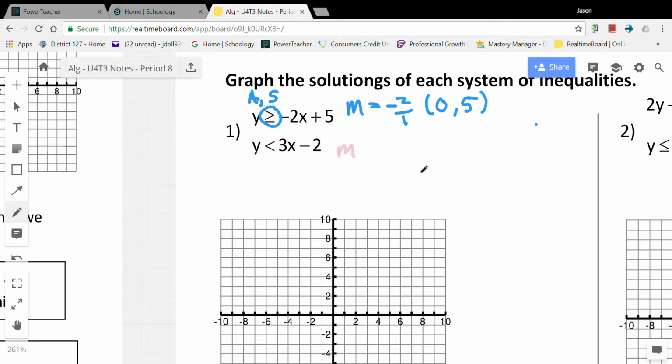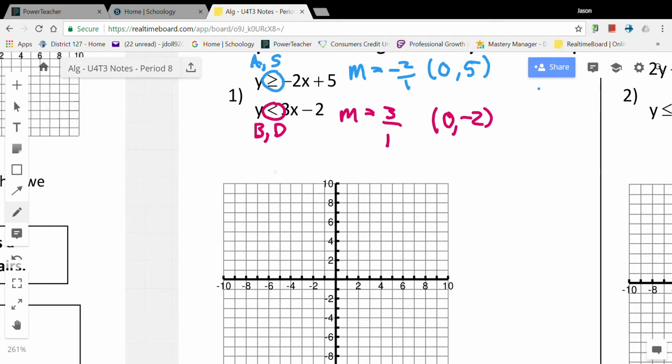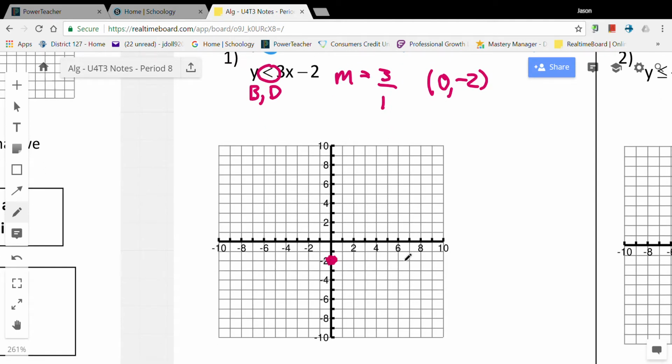Now down below here, again, slope-intercept form. So my slope is 3/1. My y-intercept is 0, -2. And this inequality is telling me to shade below with a dashed boundary line. So let's do that one first, since that color is already out for me. 0, -2, up 3 and right 1, down 3 and left 1, and a dashed boundary line. And then my solution arrows are going to go below. So I'm going to draw these solution arrows going down.